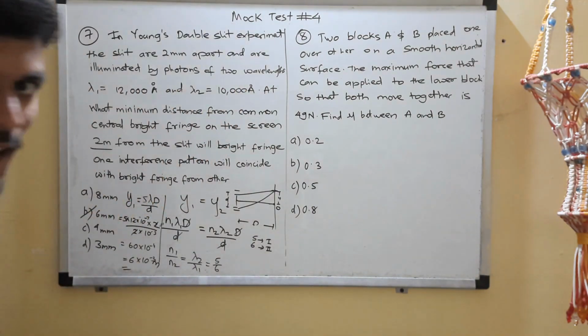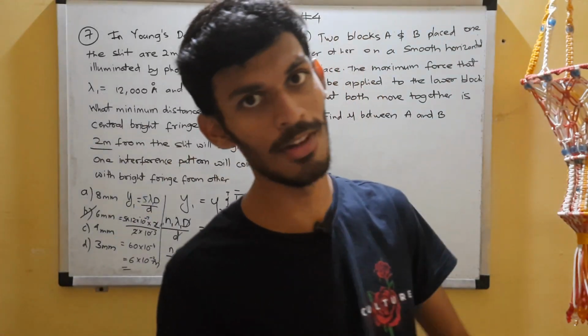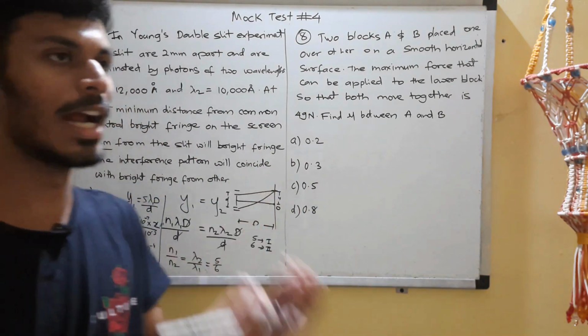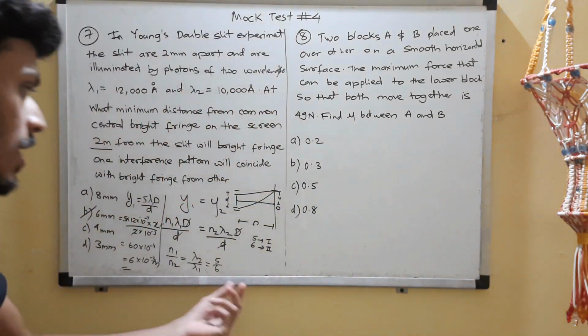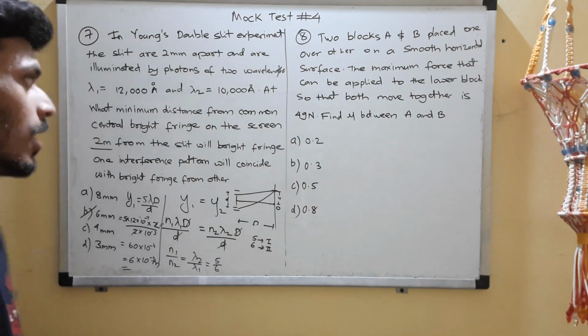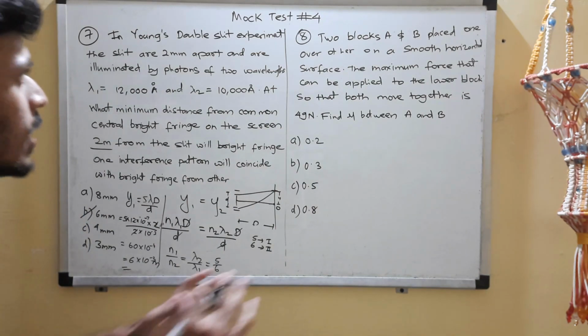So it's as simple as that. You can remember n1 lambda 1 is equal to n2 lambda 2 for two bright fringes to match. Simplest ratio means the minimum one, the minimum distance. So now let's come to question number 8.